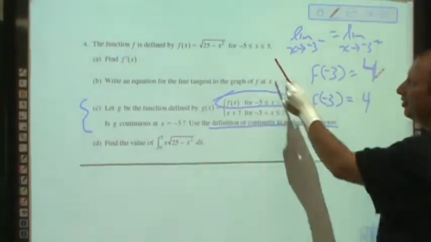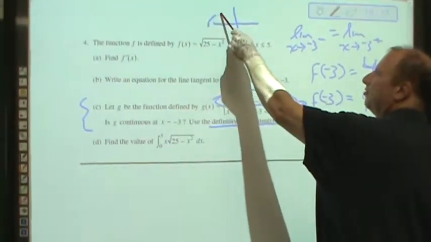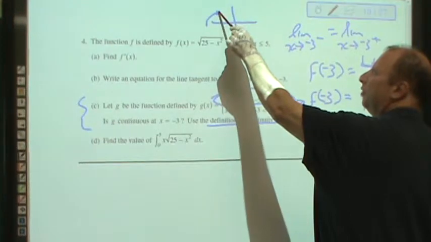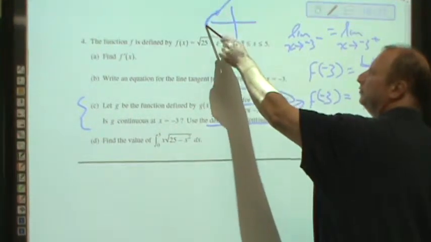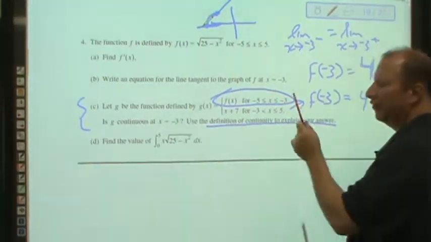Now what does it look like? Okay, so we have a semicircle that goes to negative 3, 4, and then we have a line. It's part of the circle, and then the line. Forgive me for my artwork.